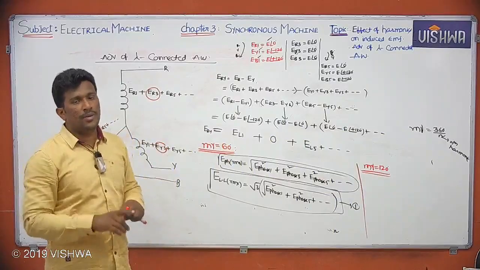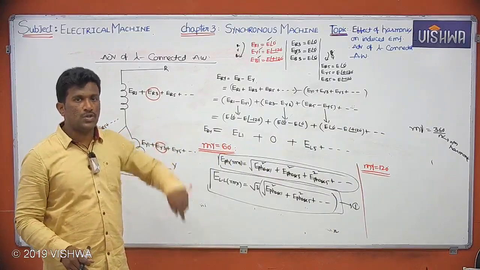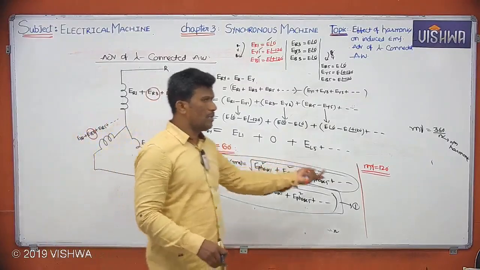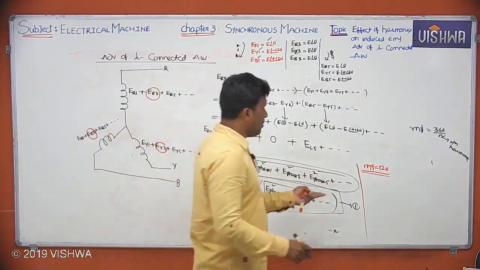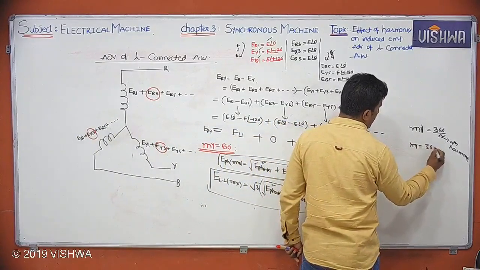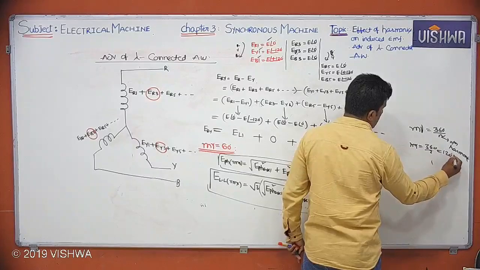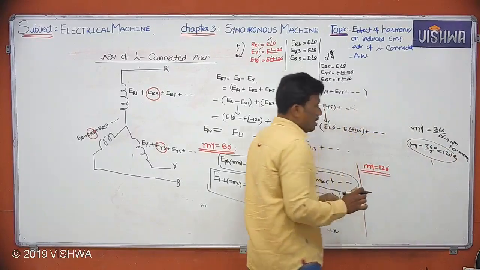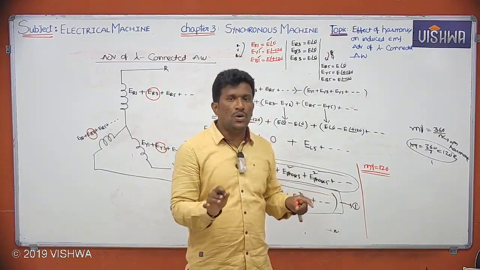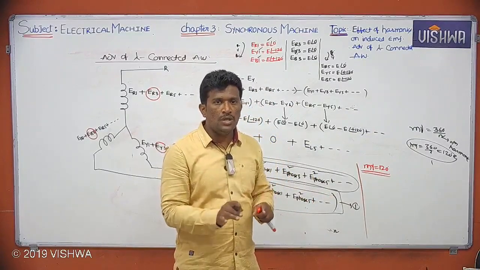Suppose you want to eliminate those triplen harmonics also in a phase itself, at that time you have to keep mγ equals 120. If you keep mγ 120, to eliminate the third harmonic, 360 by 3 is 120. That means you should understand one small thing here: if you maintain mγ 120, in a phase also the third harmonic voltage will not be there.